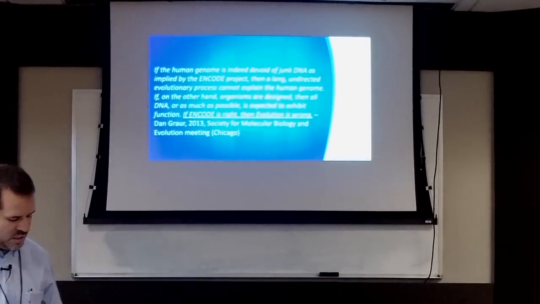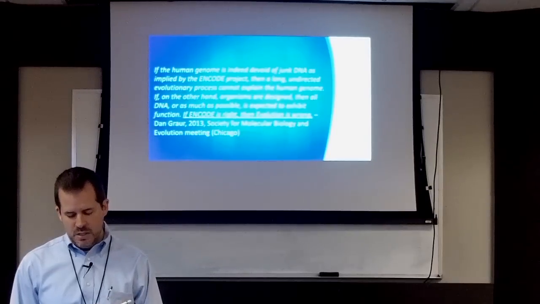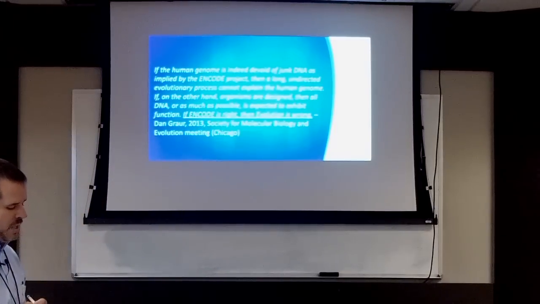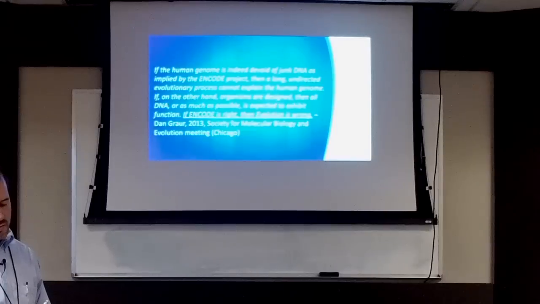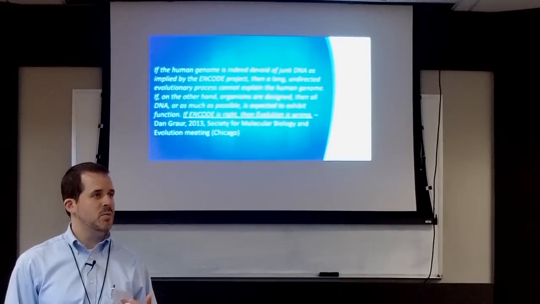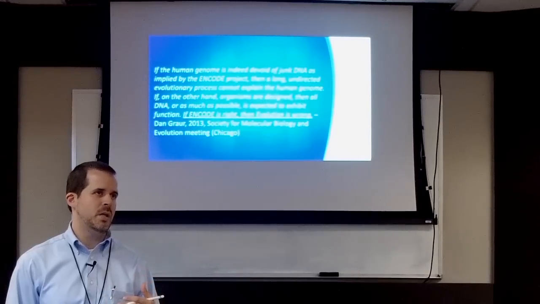And even back in 2013, Dan Graur, who's an evolutionist, said at a meeting, look, if the human genome is devoid of junk DNA as implied by the ENCODE project, then a long, undirected evolutionary process cannot explain the human genome. If, on the other hand, organisms are designed, then all or as much as possible is expected to exhibit function. And I think that's a fair statement. And then he said, look, if ENCODE is right, then evolution is wrong. That's a really powerful statement, one that we need to at least stop and consider for a moment.